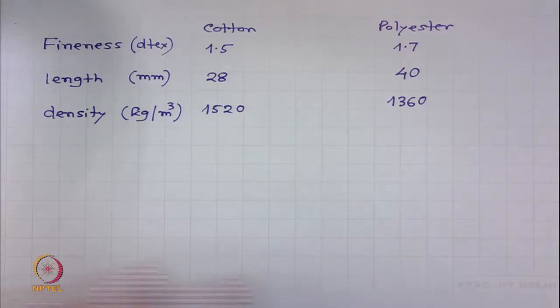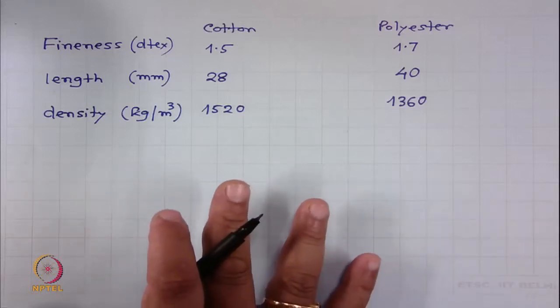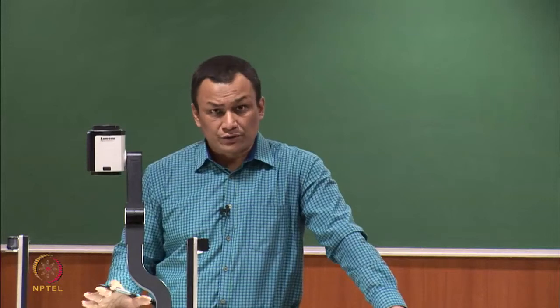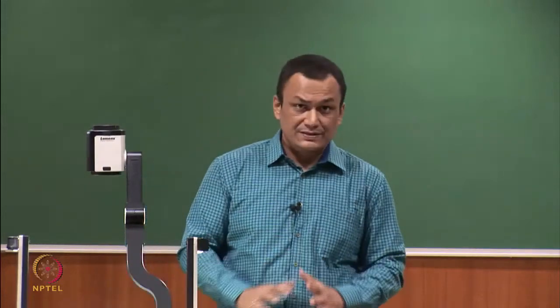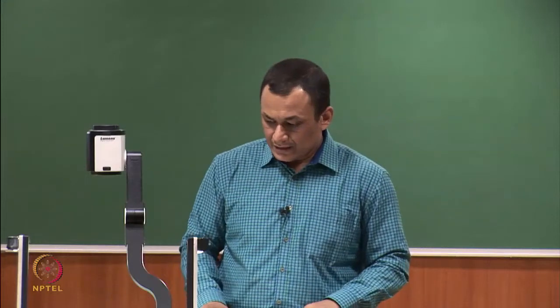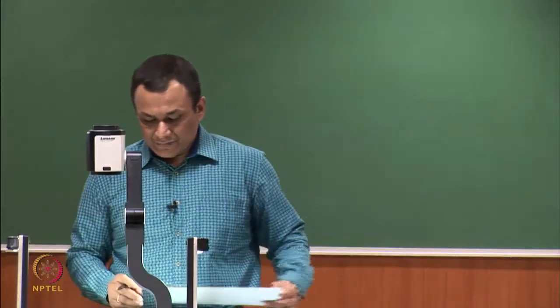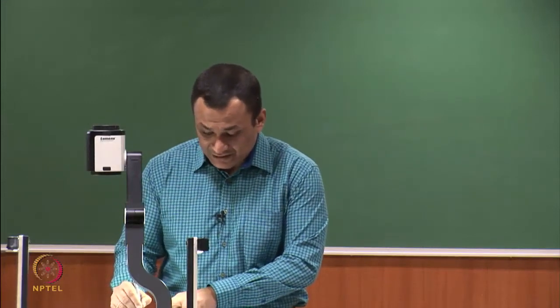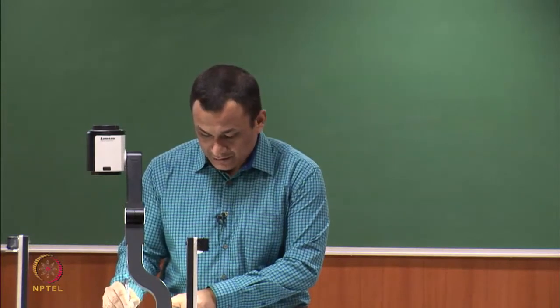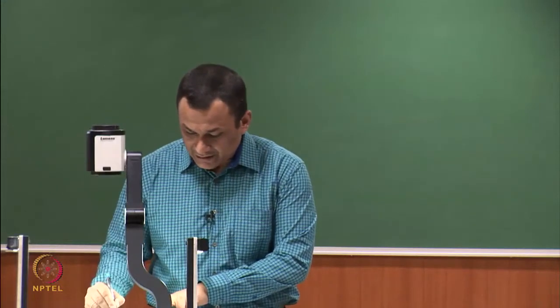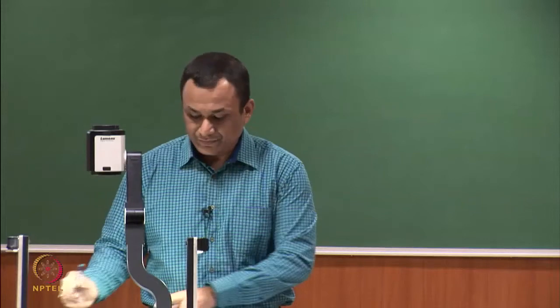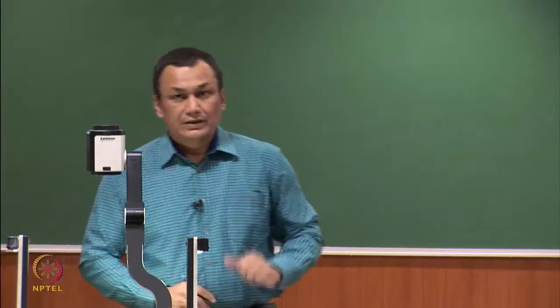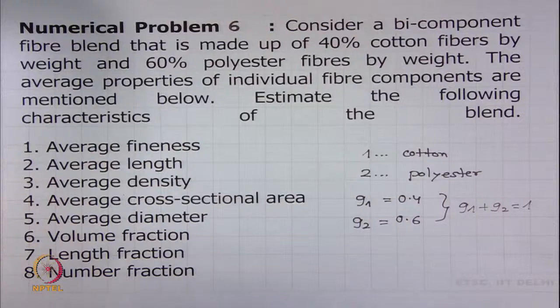So, these three characteristics let us consider. These three are the basic characteristics which are often known in practice. When we mix two fibers, say cotton polyester, we generally know their length, their fineness, and their densities are also well known. Based on this, and also given is mass fraction. It is dimensionless. It is given here 0.4 and 0.6. These four data are given. What you have to find out? You have to find out these characteristics of the blend.